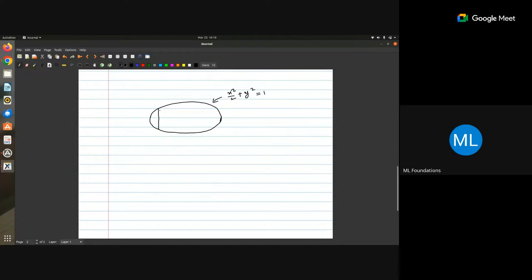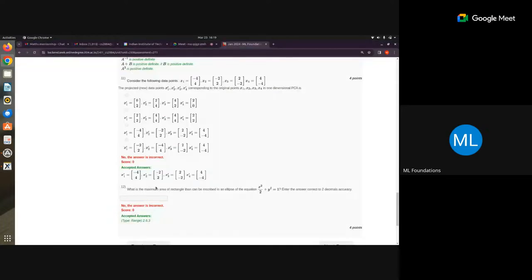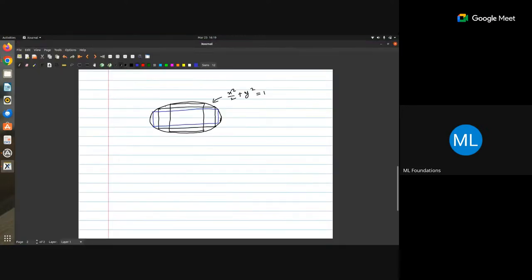So how many rectangles can we have? We can take any 4 points and join them, and we'll get this kind of rectangle, or maybe this, right? So we can get any number of rectangles, but the rectangle we are interested in is the one with the maximum area that can be inscribed in the ellipse. So we wanted to find those points of the rectangle such that the area of the rectangle should be maximum, right? So what is the area of a rectangle?